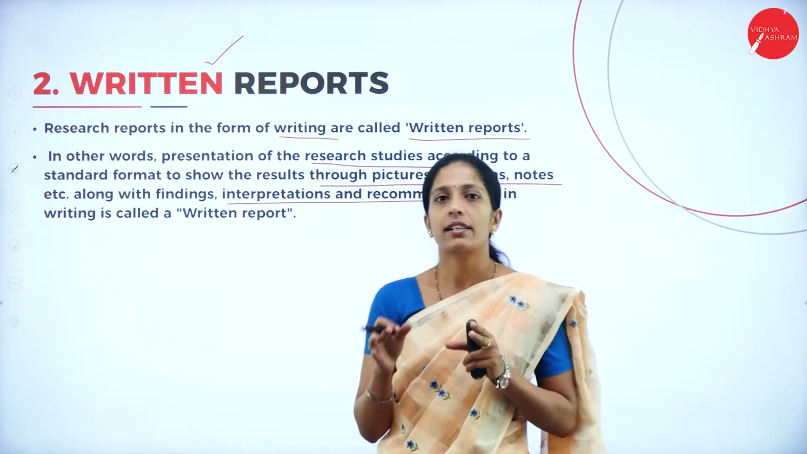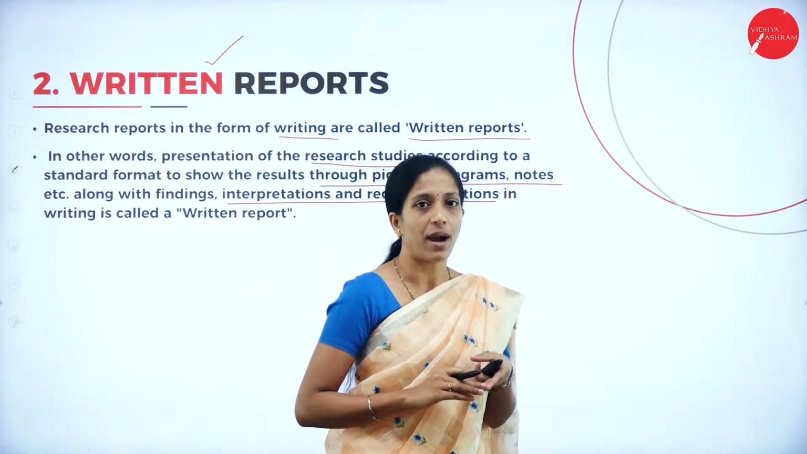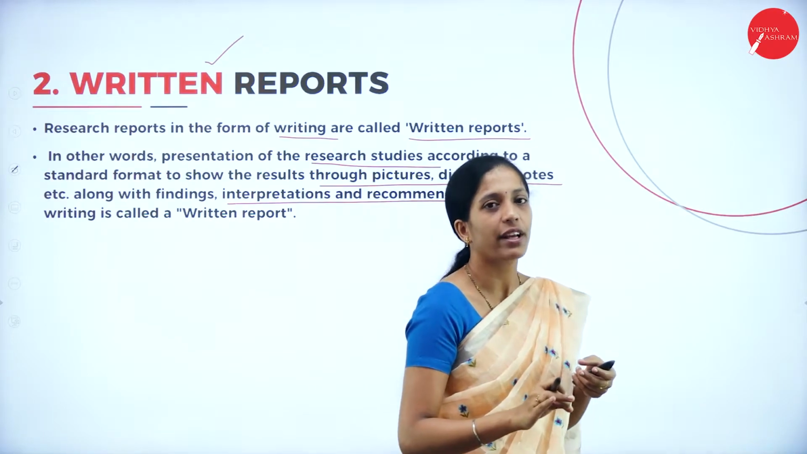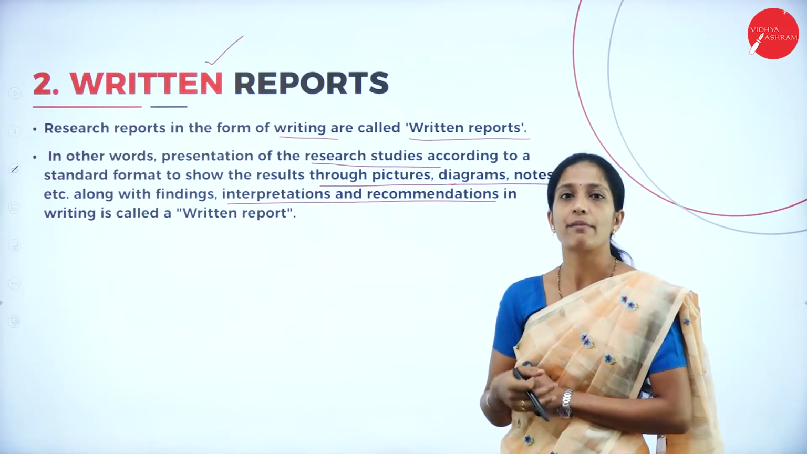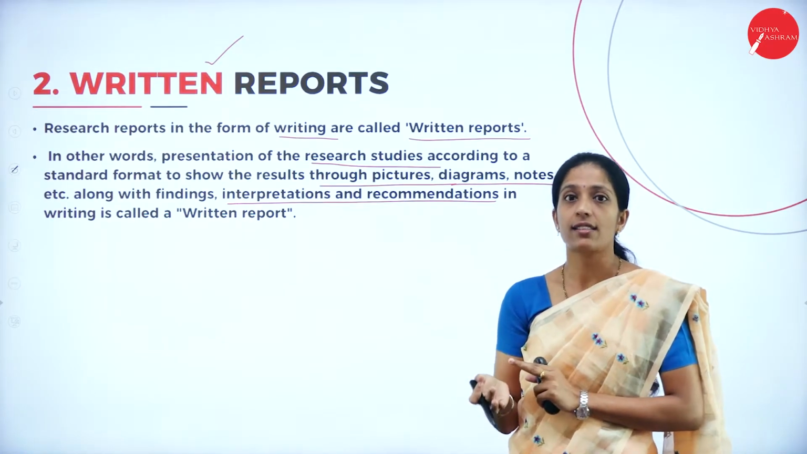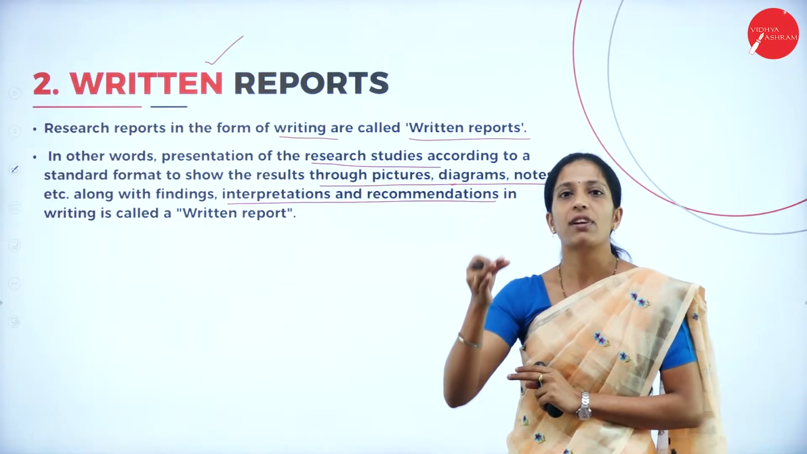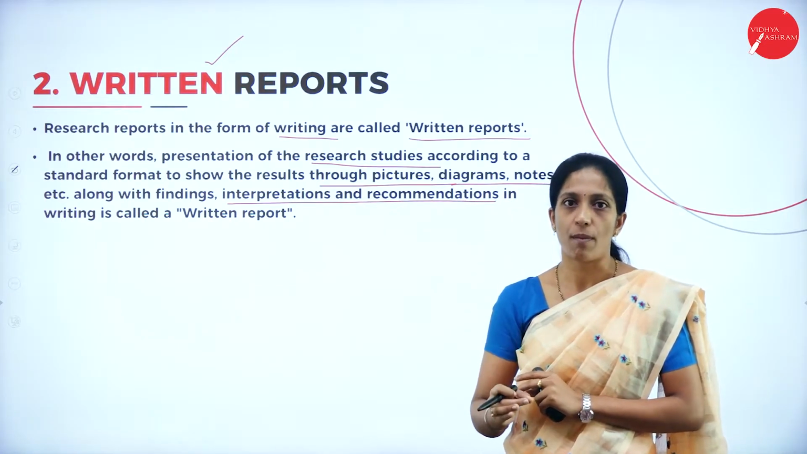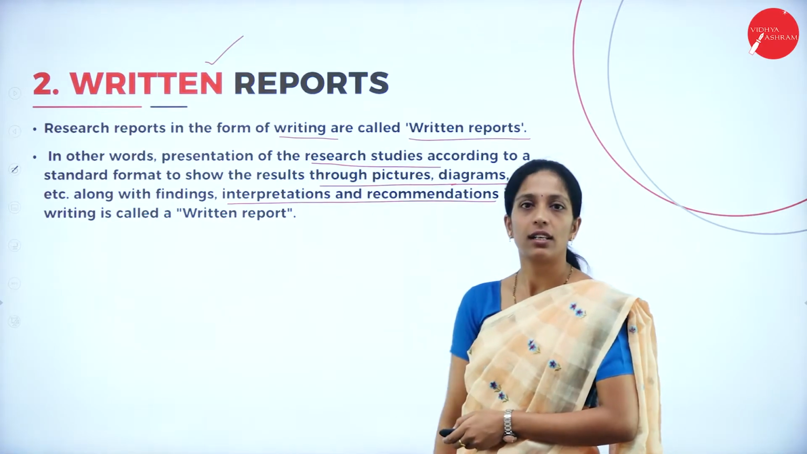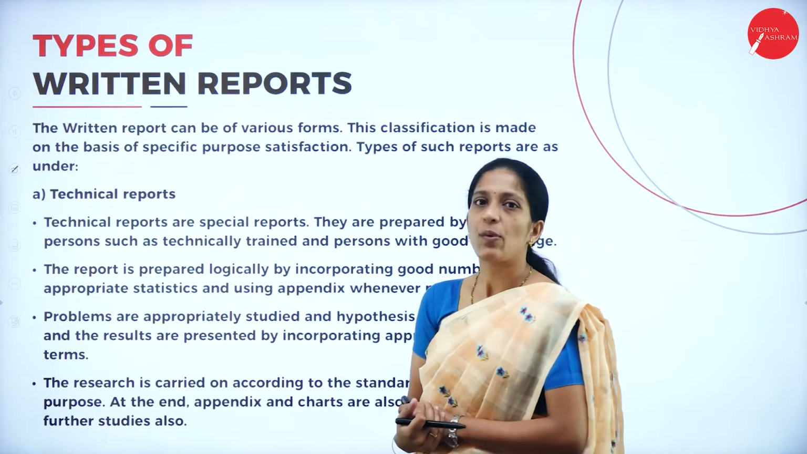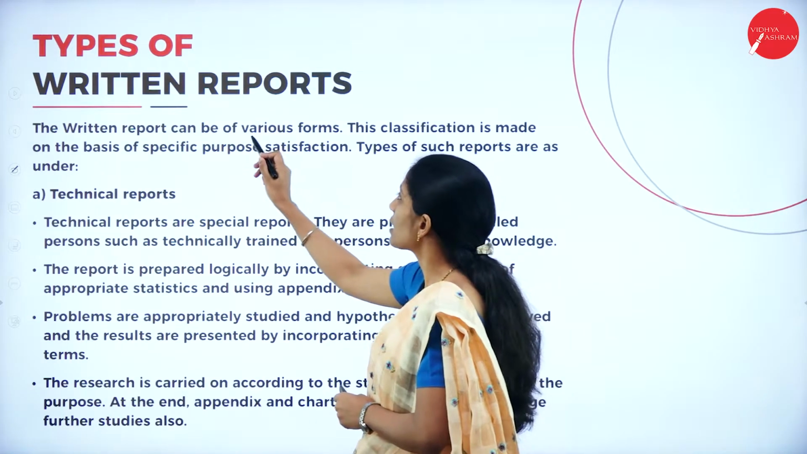So, a written report will be in the form of writing, and there is a systematic format which starts from the introduction and includes pictures, diagrams, charts, findings, suggestions, recommendations, conclusions, everything in a particular format and in written form. That is known as what? A written report. Now, let us see what the types of written report are. The written report can be of various forms.